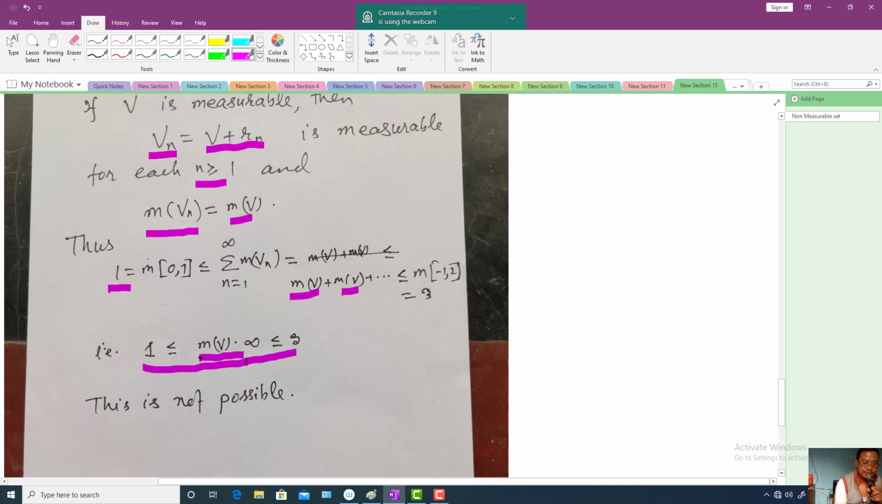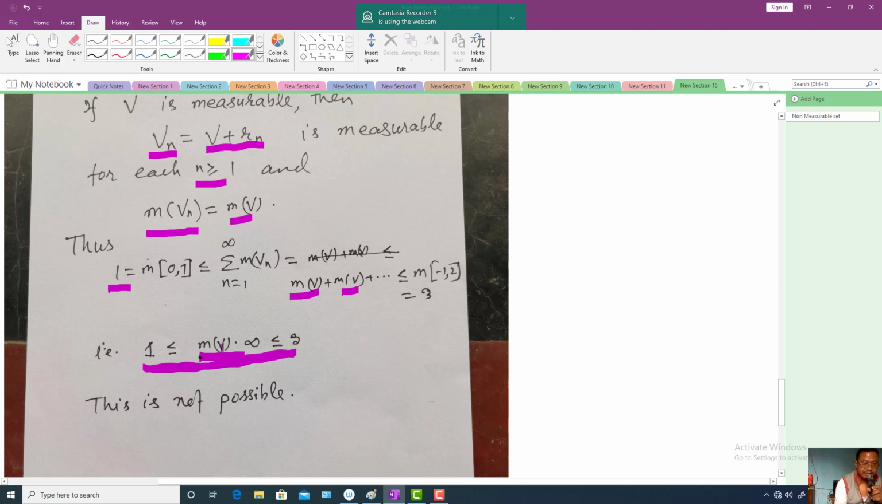That cannot be true. All right, so if the measure of V is equal to 0, what happens? According to our definition of extended real numbers in measure theory, 0 times infinity is 0. So this is going to be 0, and 0 is going to be greater than or equal to 1. That is also not possible. So in all possibilities, you are getting a wrong inequality. This is not possible.